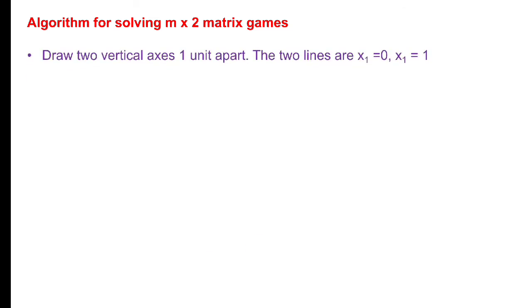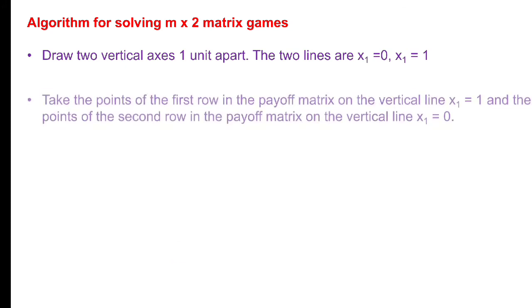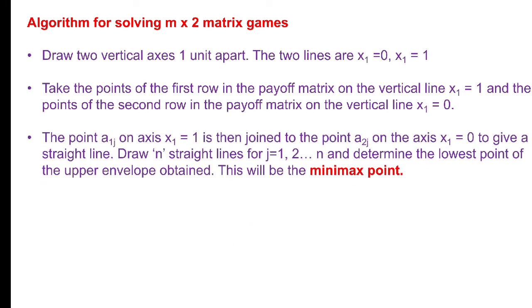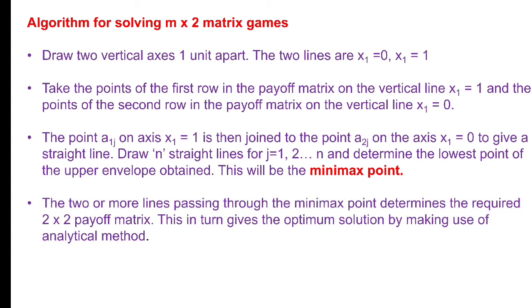One unit apart, x1 equal to 0 and x1 equal to 1 will be considered. Take the points of the first row of the matrix on the vertical line x1 equal to 1, and the points of the second row on x1 equal to 0. Same condition: here we take the lowest point of the upper envelope, the minimum value. That is the meaning here. Similarly plot the m by 2 matrix. Then we will bring it into 2 by 2 order, then solve it by the analytical method of formulas.